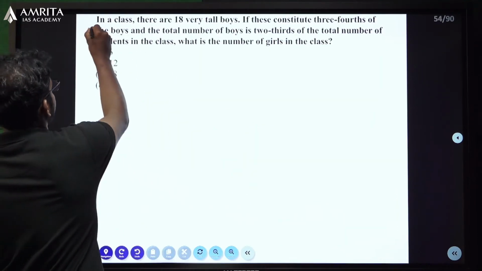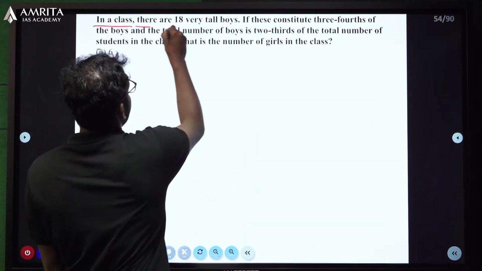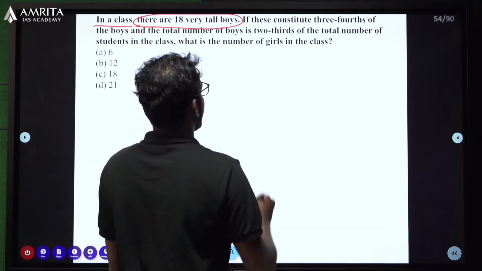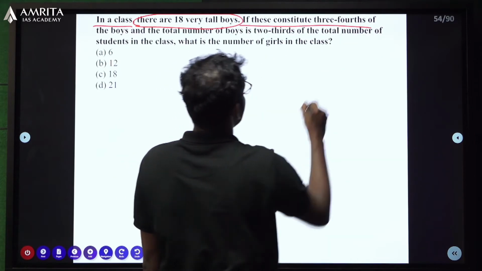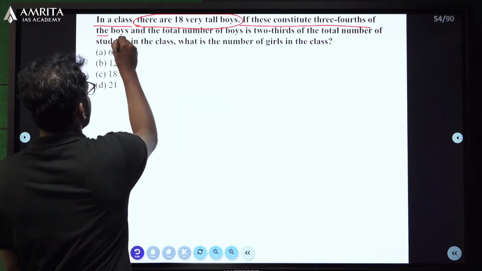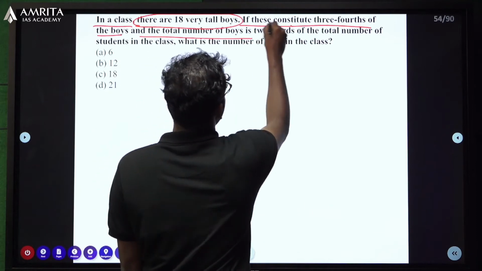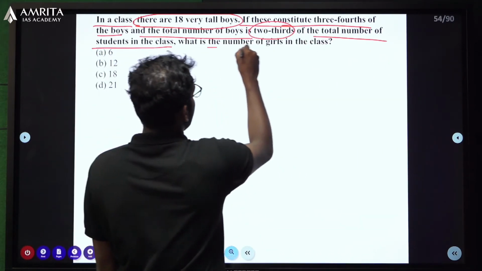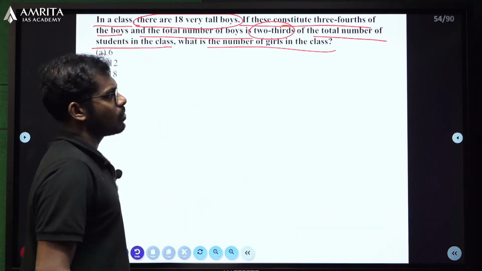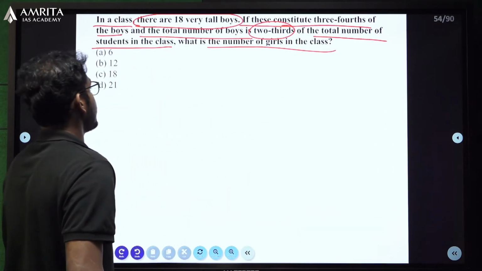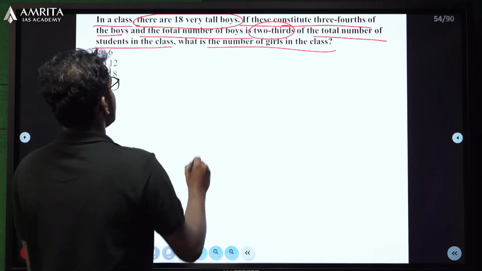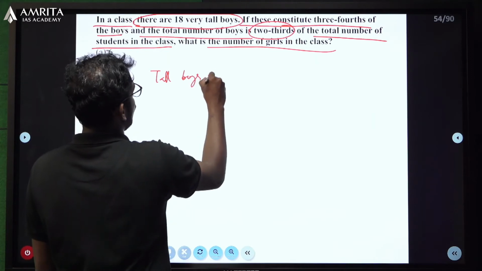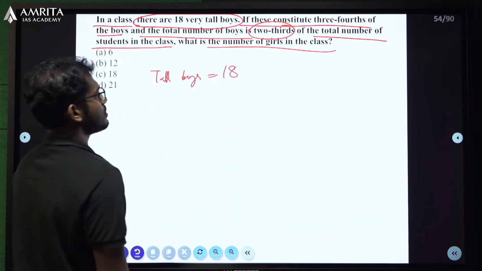In a class, there are 18 very tall boys. If these constitute 3/4 of the boys and the total number of boys is 2/3 of the total number of students in the class, what is the number of girls in the class? It's also a very simple question. Okay. In a class, there are 18 tall boys.